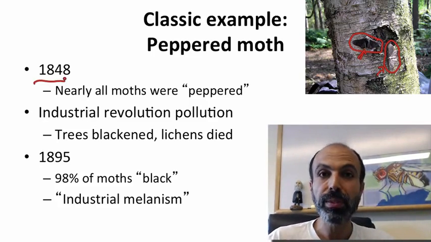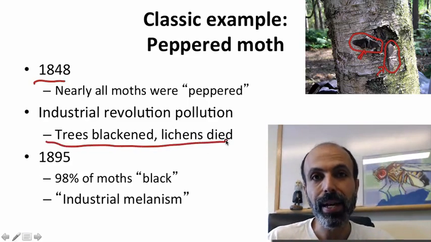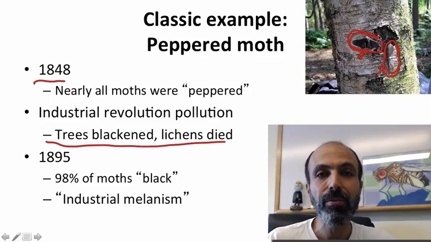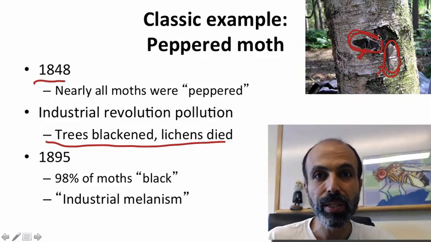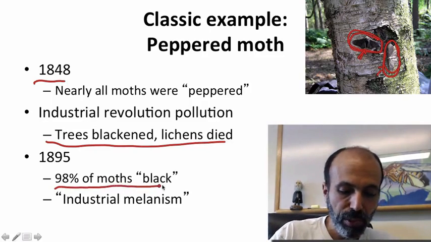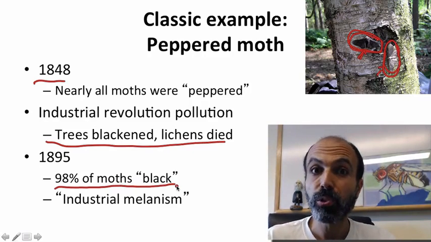Now things changed with the Industrial Revolution, when trees were blackened and a lot of the lichens died. So instead of having the peppered form be the camouflaged form, all of a sudden the black form had an advantage on these new black trees. Because of this change, 98% of the surviving moths were now black, and the peppered forms were largely gone.